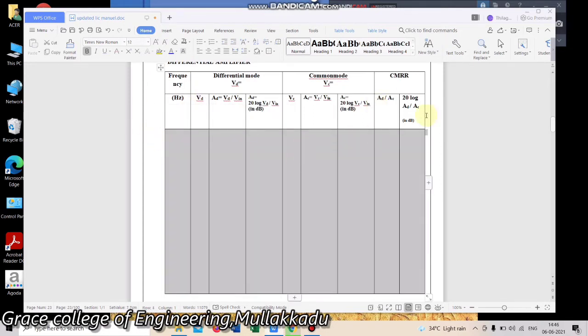Next, we are going to see the simulation output for the inverting, non-inverting, as well as the differential amplifier. In the Multisim software, we are going to see the simulation output.